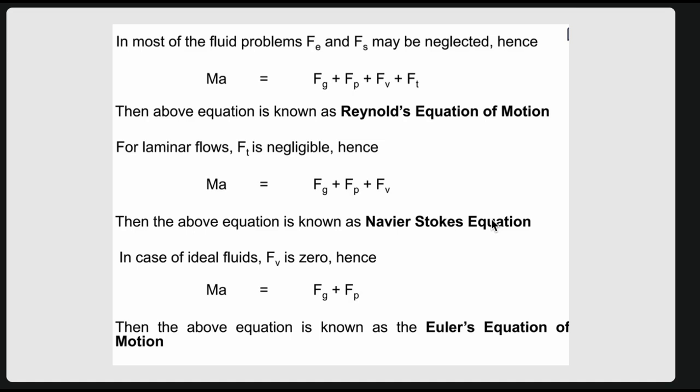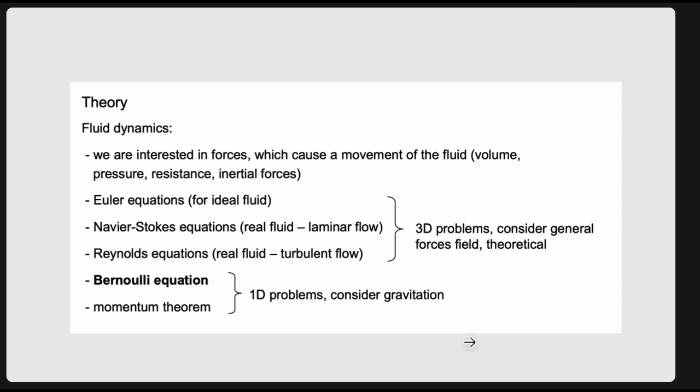This is basically a very brief summary of their equations because they are derived, but this is like the main thing that you need to know after all the derivations. So we are interested in forces which cause a movement of the motion, like volume, pressure, resistance, and inertial forces. We have 3D problems and 1D problems. 3D problems, which consider general forces, field, and theoretical, they include Euler's equations for ideal fluid, Navier-Stokes equation, which is for real fluid and laminar flow, and Reynolds equation for real fluid, turbulent flow.